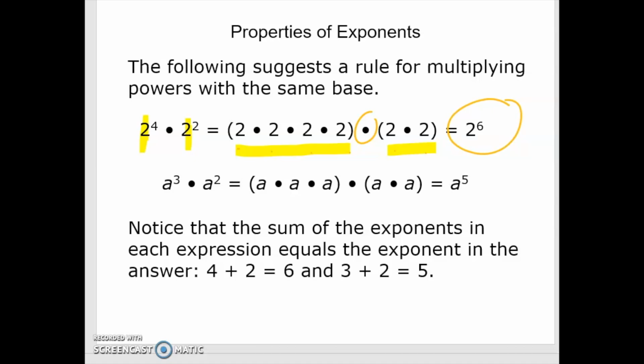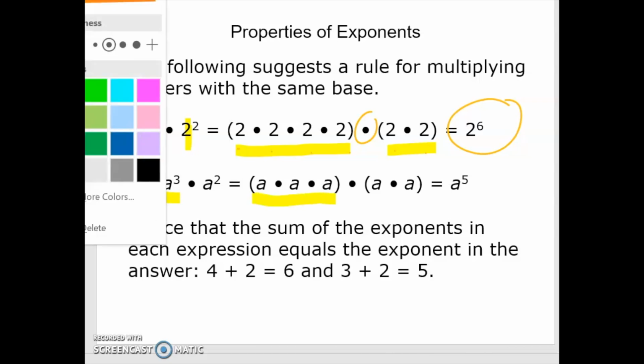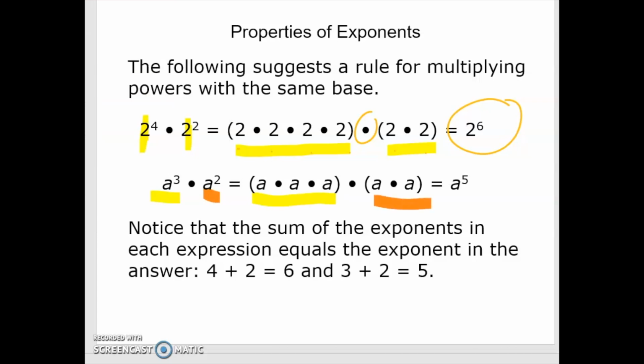This also works with variables. So we can see we've got a to the 3rd, a times a times a. And a to the 2nd, a times a, and we have a total of a being multiplied 5 times. So some of you may have already noticed that, well, all we're really doing here is we're taking those exponents 2 and 4 and adding them together to get 6, or 3 and 2 and adding them together to get 5. So that's our rule for multiplying exponents.